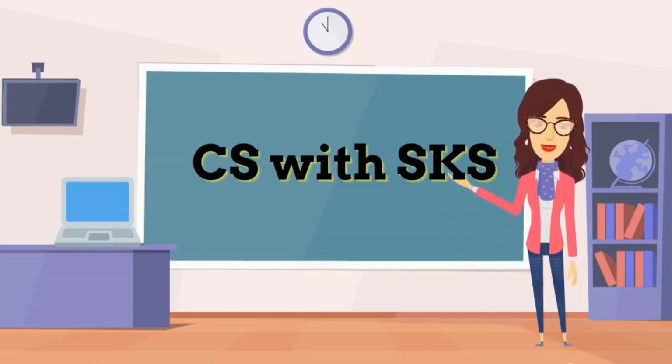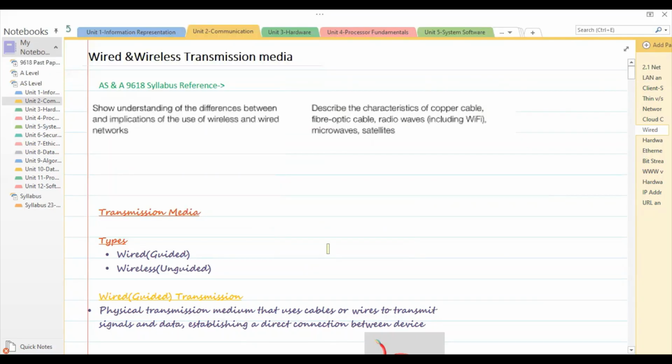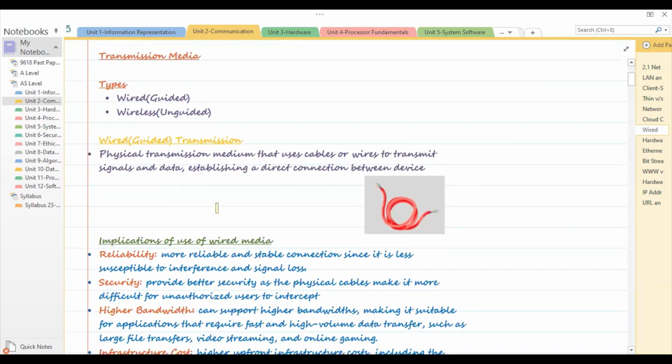Let's learn computer science. Our today's topic of discussion is wired and wireless transmission media. Syllabus reference: show understanding of the differences between and implications of the use of wired and wireless networks, including describing the characteristics of copper cable, fiber optics cable, radio waves, including Wi-Fi, microwaves, and satellite. This is mentioned in AS and A level computer science syllabus. So let's start today's session.